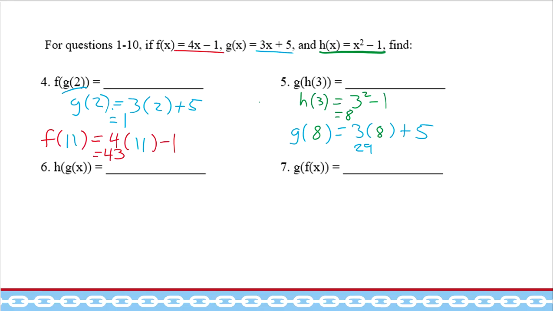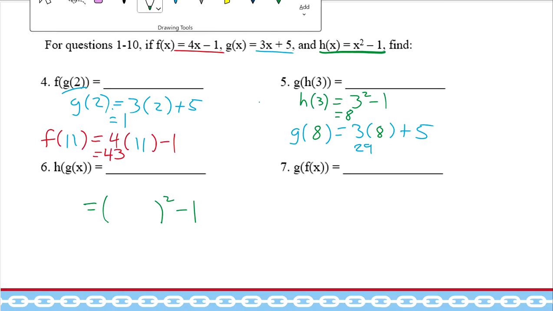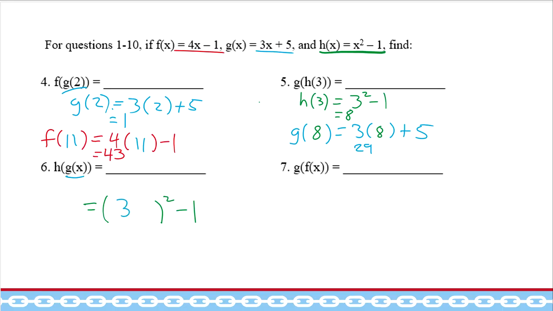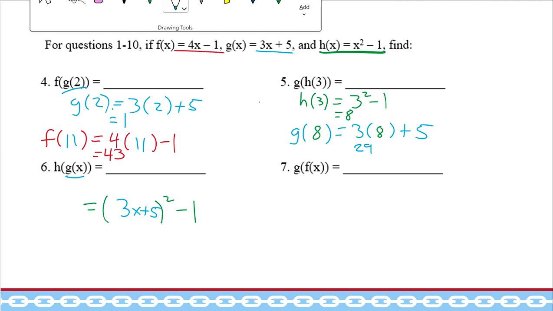For number 6, right? h of g of x. So looking here, we have no final x value that we are given, right? It's all going to stay as the variable x. So to solve this, I am going to take the h function of x squared minus 1, and the entire g function then is getting subbed in. So that would be 3x plus 5.